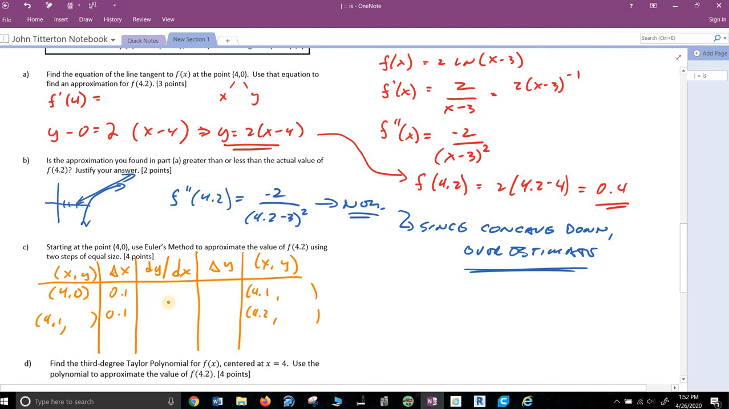Comma. dy dx, 2 over x minus 3. X is 4. 4 minus 3 is 2. 2 times that is 0.2. 0 plus 0.2 is 0.2. 0.2. dy dx. All right.